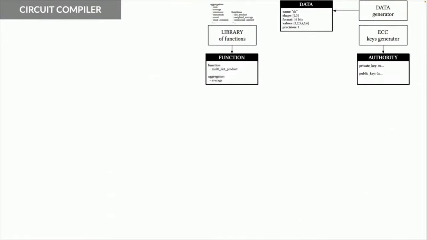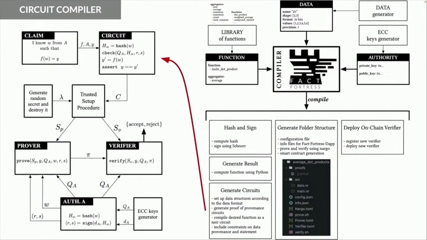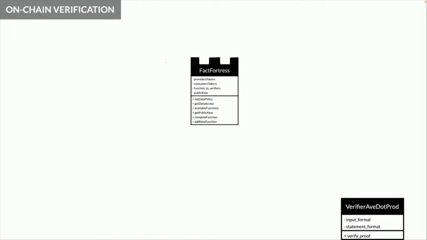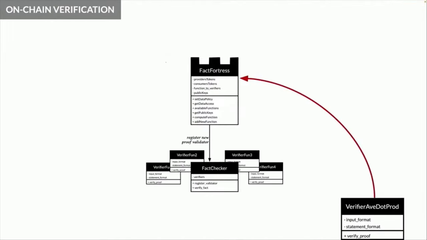The inputs of our circuit compiler are the data, the authority owning the data, and the desired computation from our library of functions. The compiler then processes the data and generates all the necessary circuits ready to be proved in zero knowledge. There is proving computation and provenance of the data while revealing zero information on the data itself. Finally, we can deploy our function-specific on-chain verifier as a smart contract. To achieve this, we register a new verifier for each function of our library from our main smart contract.